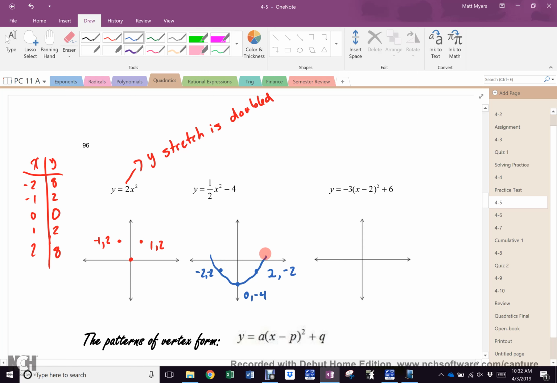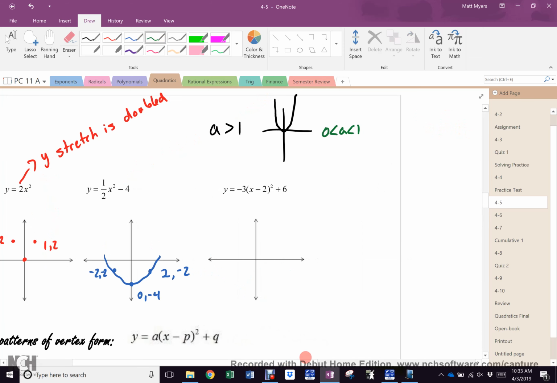So, notice, if this number is bigger than 1, when a is greater than 1, our parabolas get skinny because they're stretching upwards. When a is between 0 and 1, our parabola stretches this way because the stretch up is being fractioned. Does everybody understand? Okay, prove it.